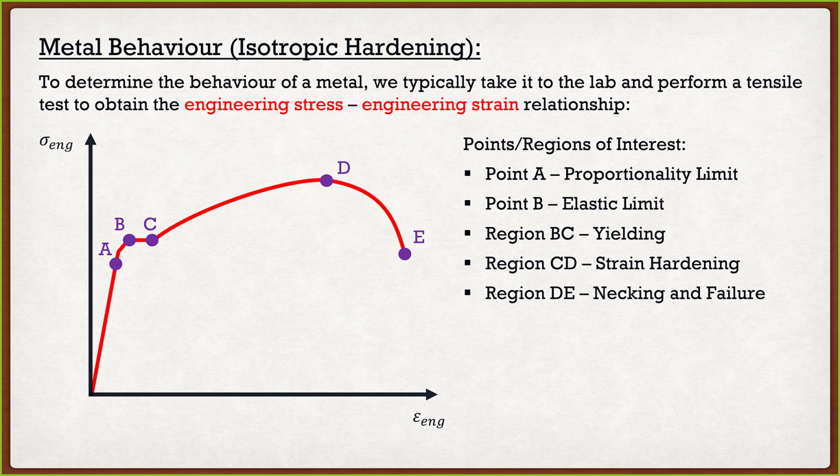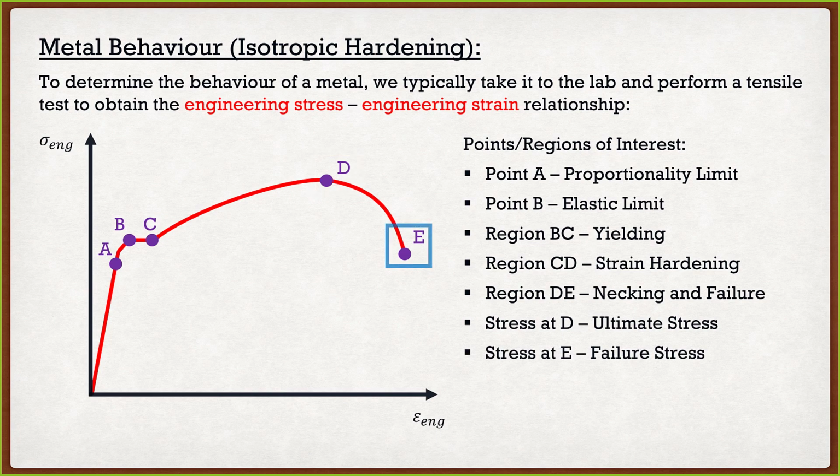Now, two important points here: we have point D here, and the stress at point D is what we call the ultimate stress. The stress required at point E is called the failure stress. So there's kind of two different stresses here.